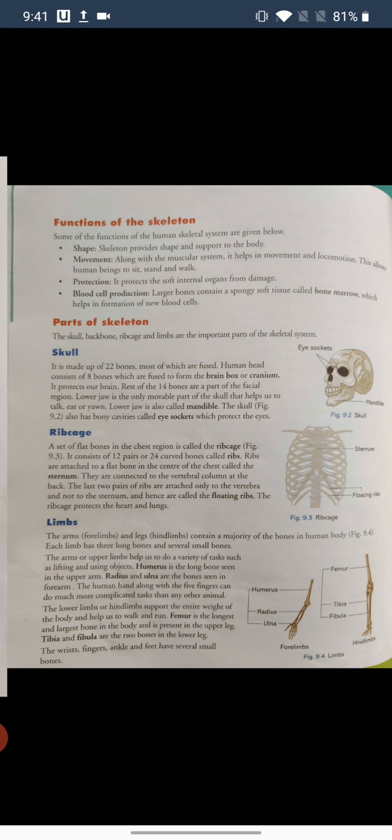If you observe the diagram, the last 2 pairs of ribs are attached only to the vertebra and not to the sternum, and hence they are known as floating ribs. Why are they known as floating ribs? Because they are attached only to the vertebra and not to the sternum. The rib cage protects the heart and the lungs.